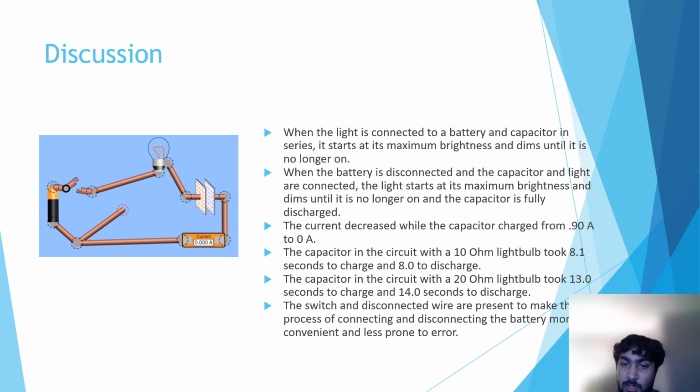The capacitor in the circuit with a 10 ohm light bulb took 8.1 seconds to charge and 8.0 to discharge. The capacitor in the circuit with a 20 ohm light bulb took 13 seconds to charge and 14 seconds to discharge. The switch and disconnected wire are present to make the process of connecting a disconnected battery more convenient and less prone to error, and the light bulb was swapped out in between trials.